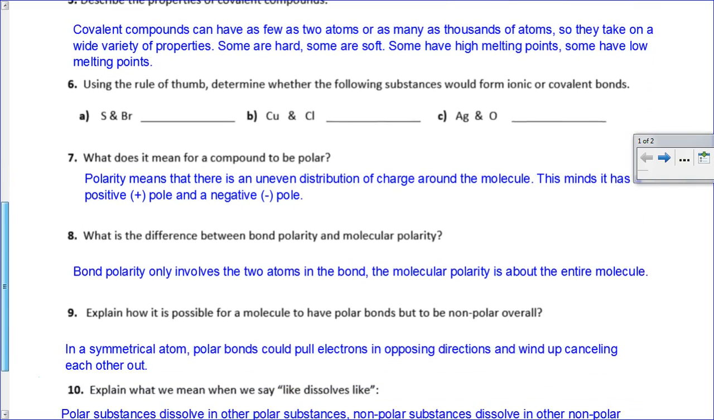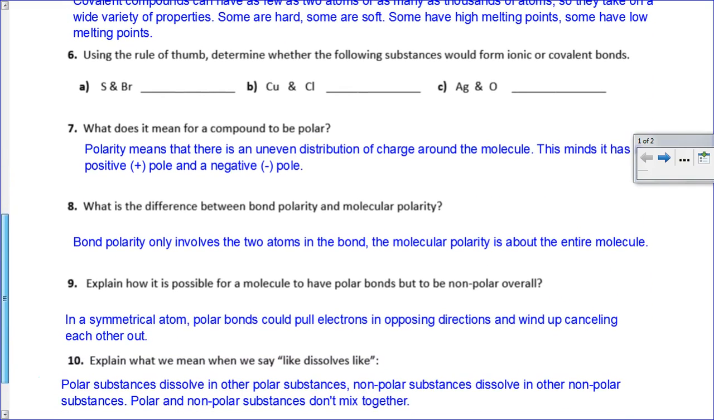Okay, jumping here to problem number 6. It says, use the rule of thumb to determine whether the following substances would form ionic or covalent bonds. The rule of thumb says that two nonmetals will form covalent bonds and that a metal and a nonmetal will form an ionic bond. So S and Br, S is a nonmetal, Br is a nonmetal. So that's going to make a covalent bond.